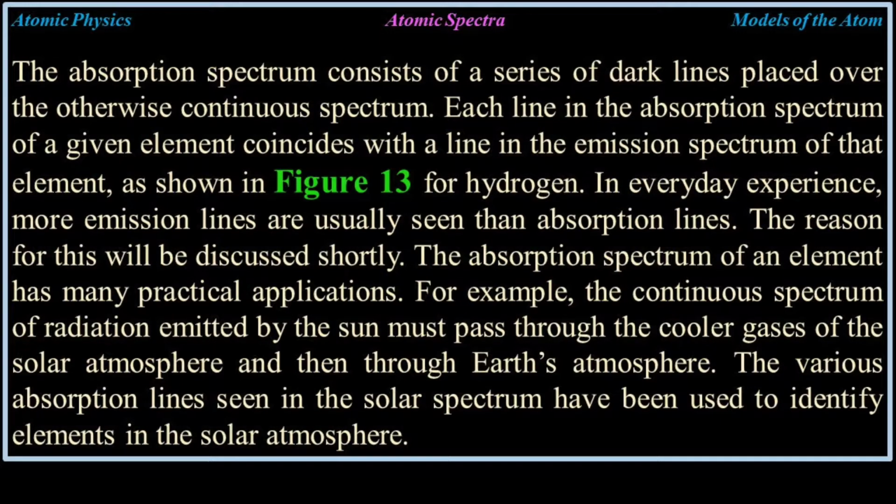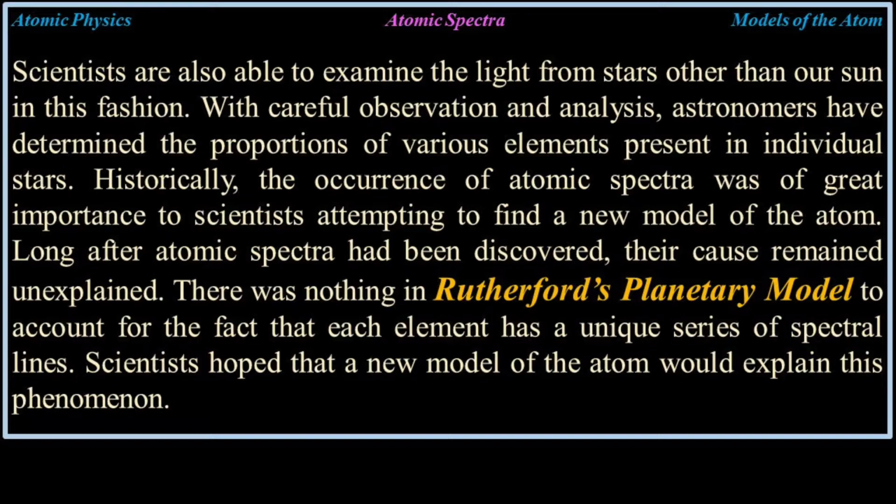The absorption spectrum of an element has many practical applications. For example, the continuous spectrum of radiation emitted by the sun must pass through the cooler gases of the solar atmosphere and then through Earth's atmosphere. The various absorption lines seen in the solar spectrum have been used to identify elements in the solar atmosphere. Scientists are also able to examine the light from stars other than our sun in this fashion. With careful observation and analysis, astronomers have determined the proportions of various elements present in individual stars.